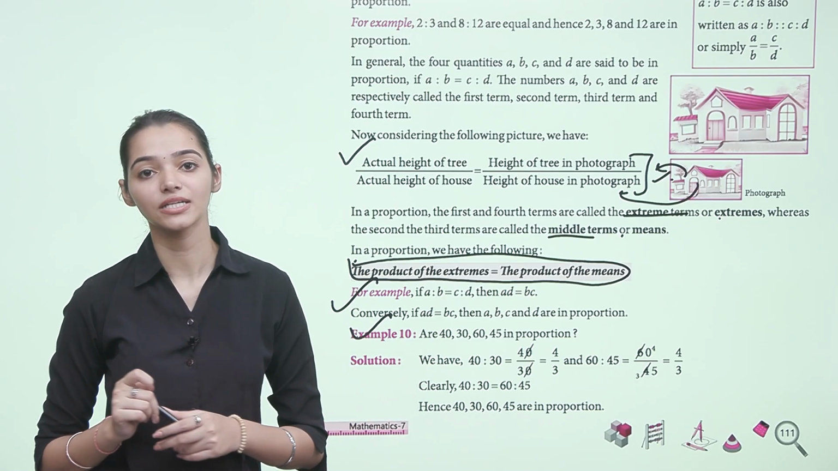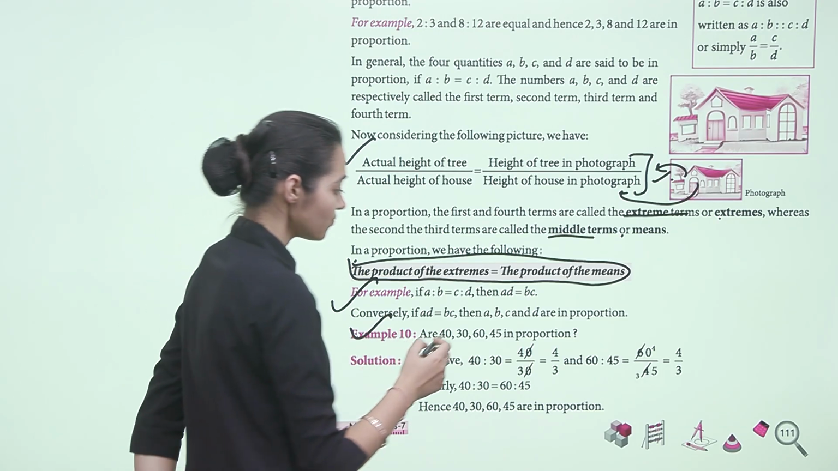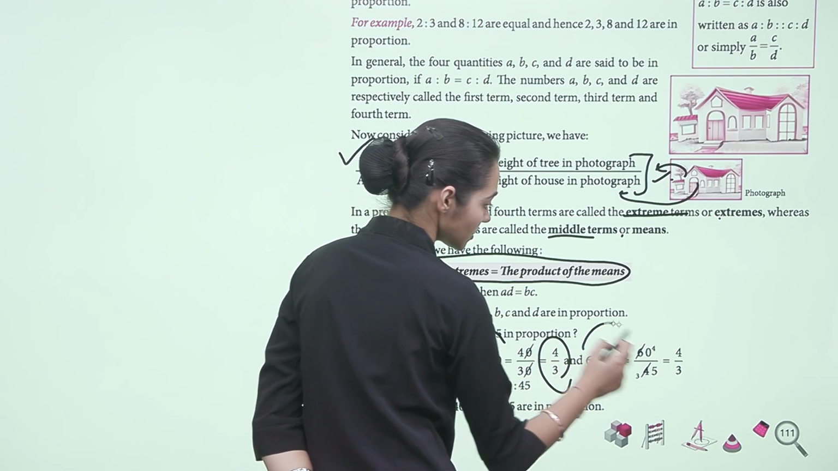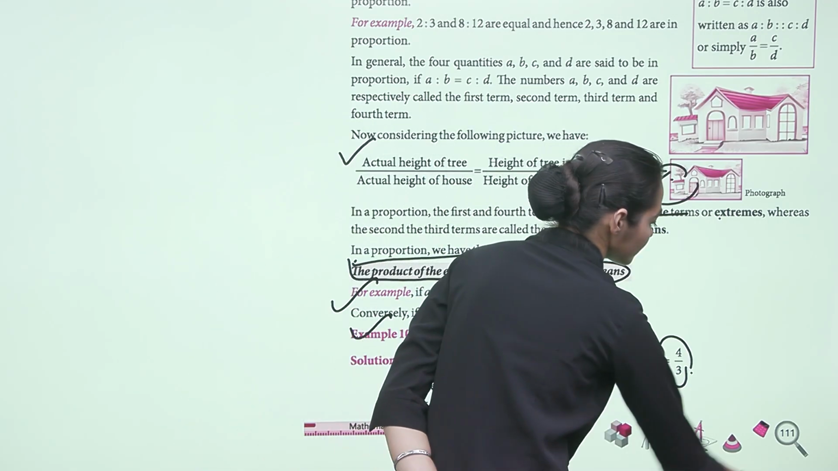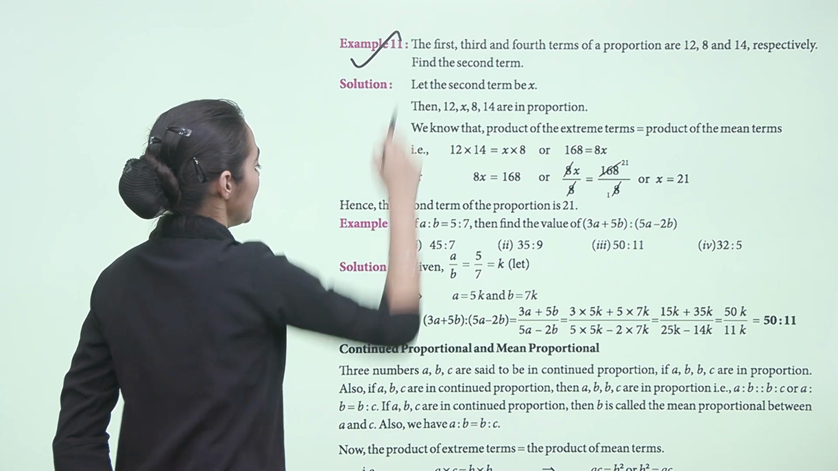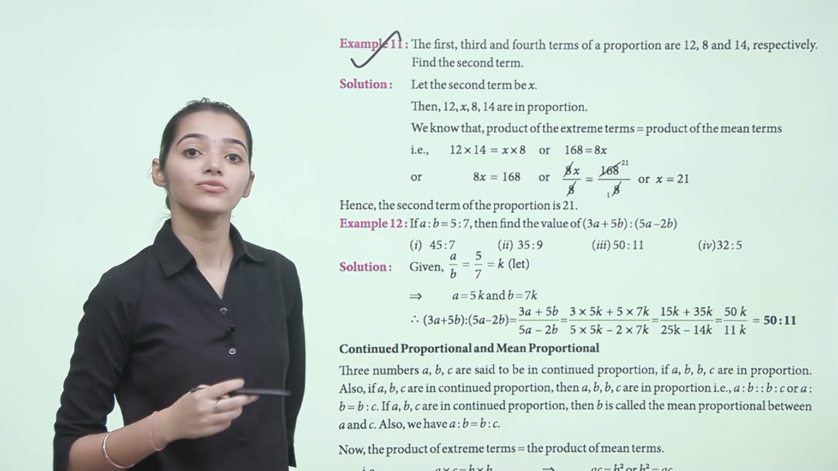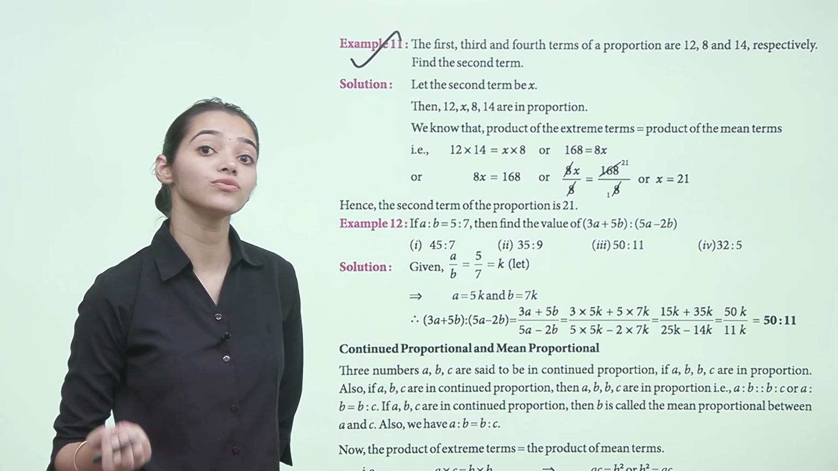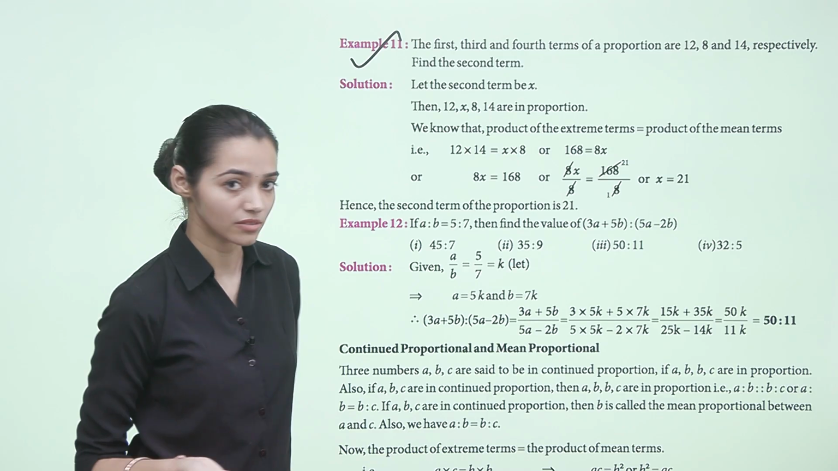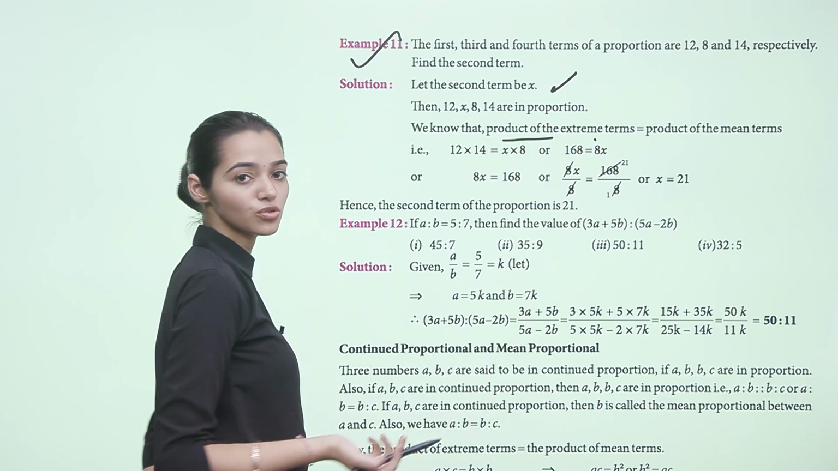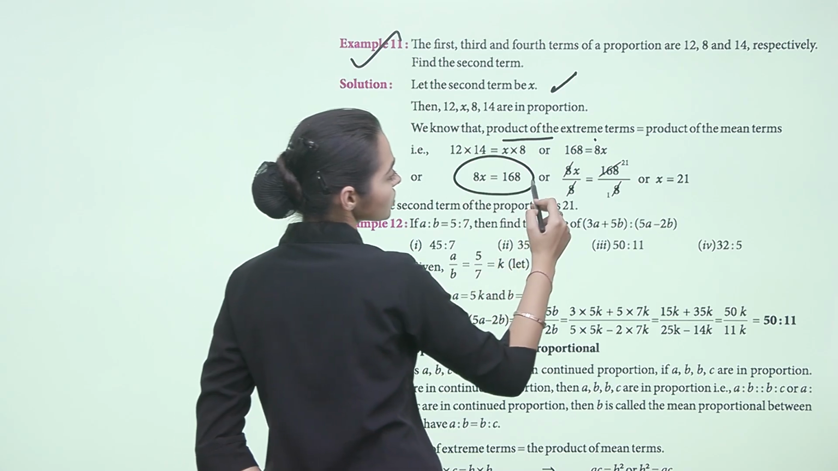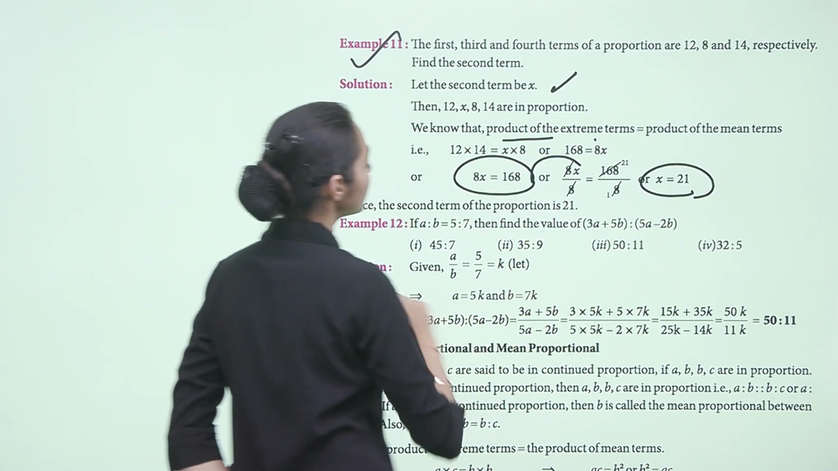Here's our example number 10. Here we are asked whether these are in proportion. So 40:30, that is 4:3. This is again 4:3. So yes, they are in proportion. Example number 11. Here we have been given the first, third and fourth terms, and we have to find the second term. Let the second term be x, then we know that the product of extremes is equal to the product of the mean terms. So x is equal to 168/8, that is 21.